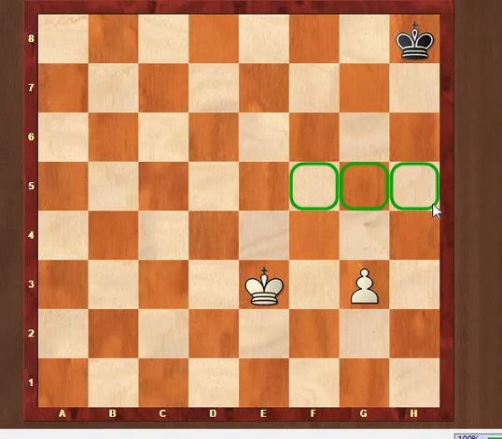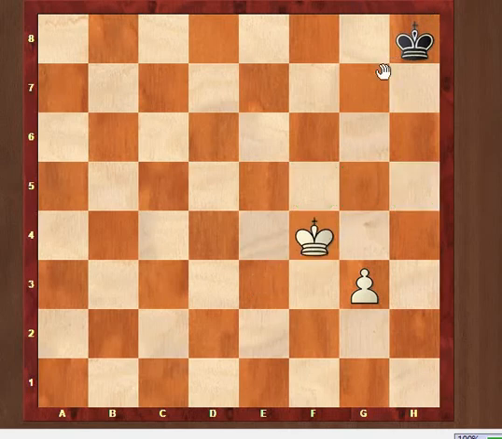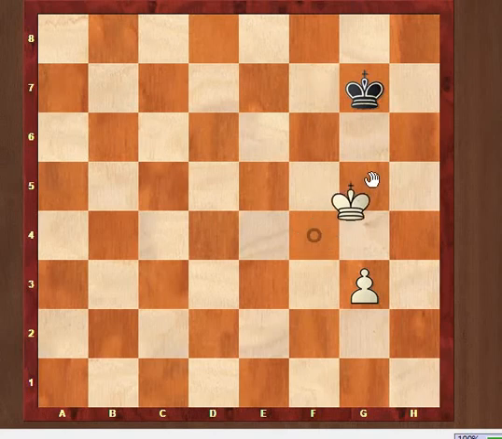Yes. So what should be my first move here? King F4. King to F4. Brilliant. Now black comes closer. What should be my next move here? King G4. King to G4. G5. Thank you.